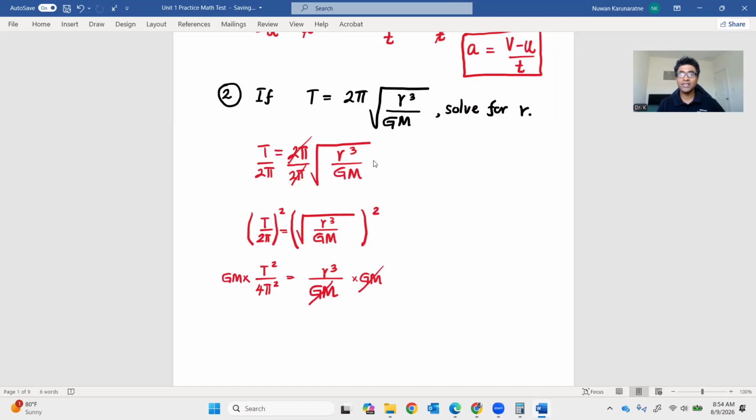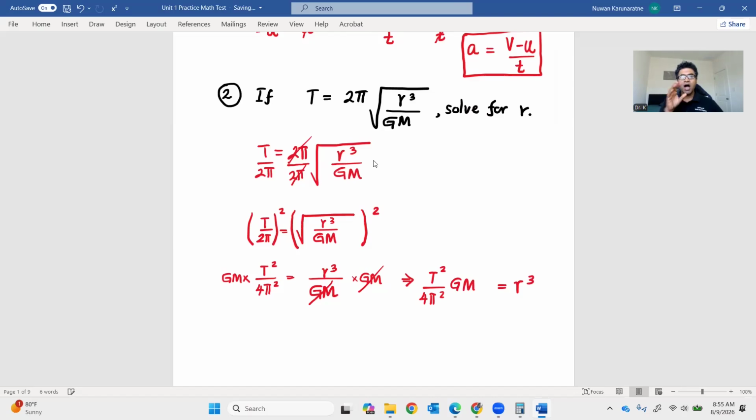Now, GM on the other side is not going to cancel out, right? Because there's no G or M term other than the term that I multiplied. So don't just go ahead and cancel that term on the left-hand side. And then I'm going to rearrange the solution. So T squared GM over 4 pi squared is equal to r cubed.